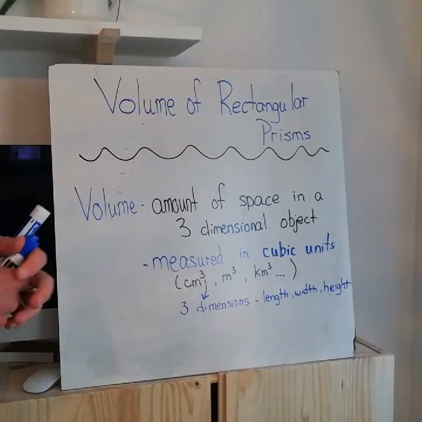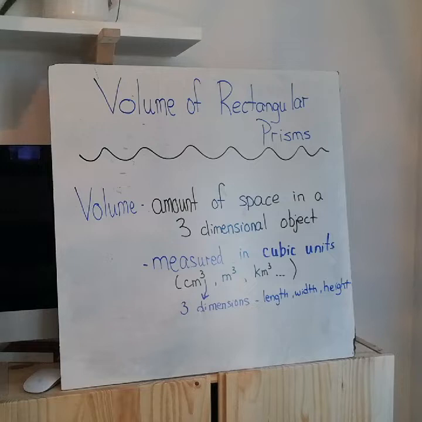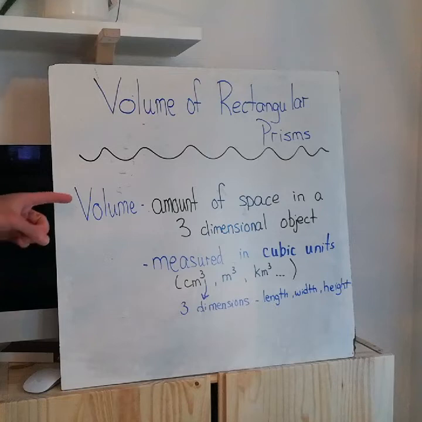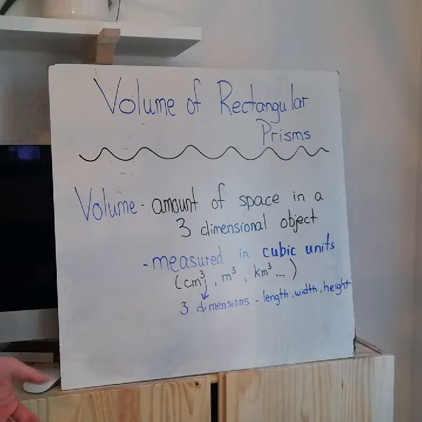Okay guys, today's lesson is on volume of rectangular prisms. So first of all, the definition of volume: the amount of space in a three-dimensional object. So maybe a simpler way to put it would be the amount of space in a box or in any three-dimensional object. We're just going to be talking about rectangular boxes or square boxes, like a cereal box or a granola bar box or any type of cardboard box really.